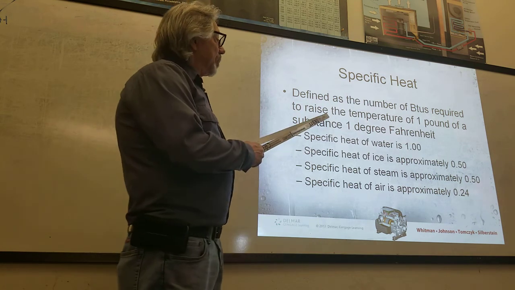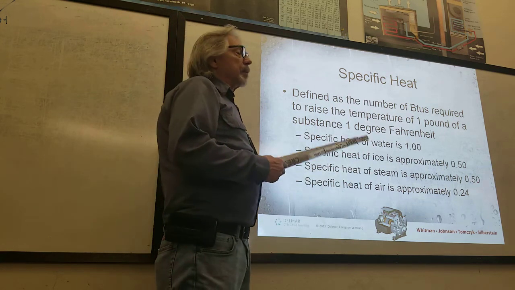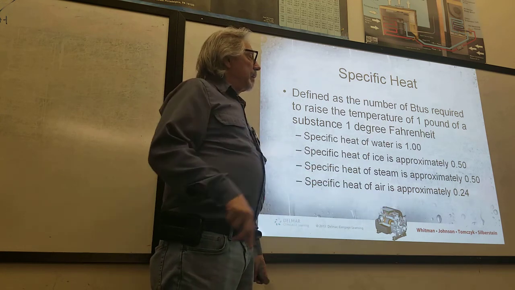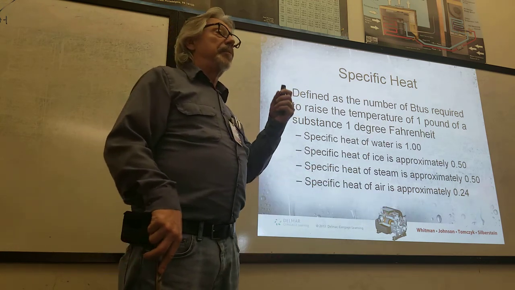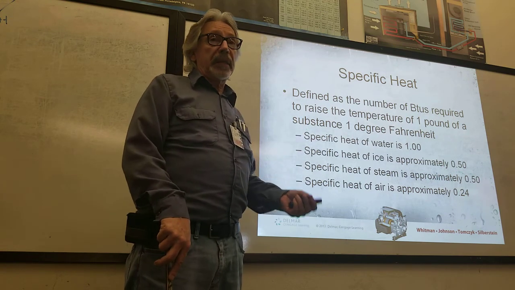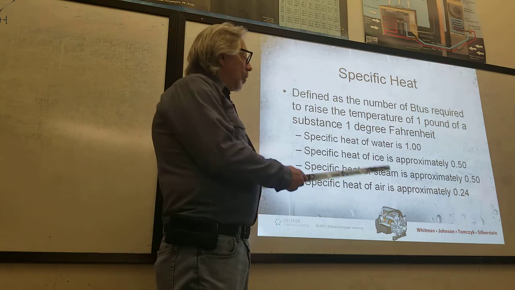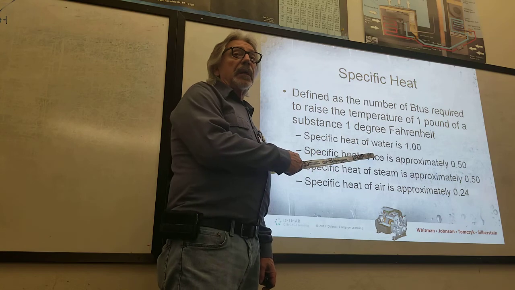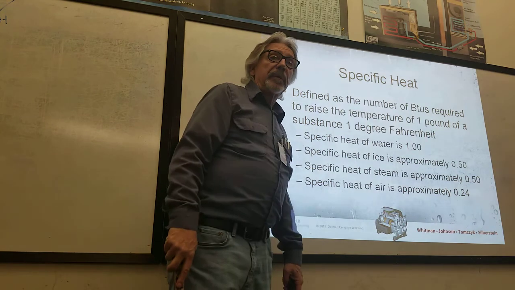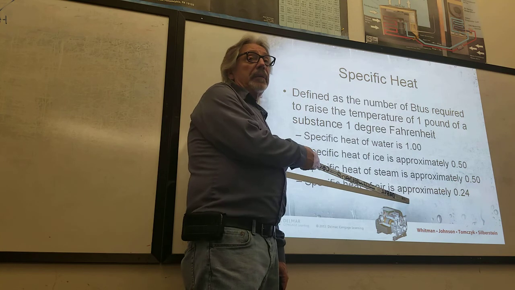Almost. Except it's not water, it's a substance. So every substance is going to have a specific heat. And that heat is going to be determined, to make it simple, by the amount of water content in that substance. So something with a lot of water content, like watermelon, is going to be closer to 1. Specific heat is always going to be below 1.